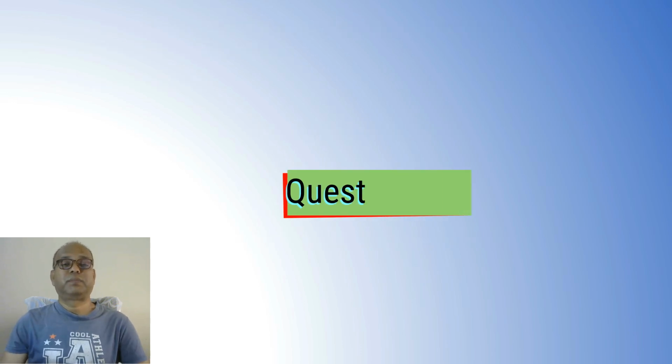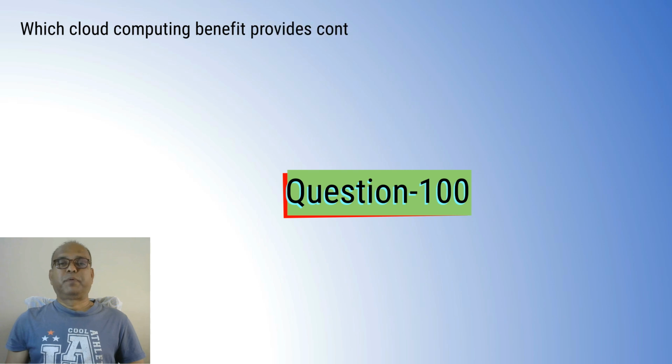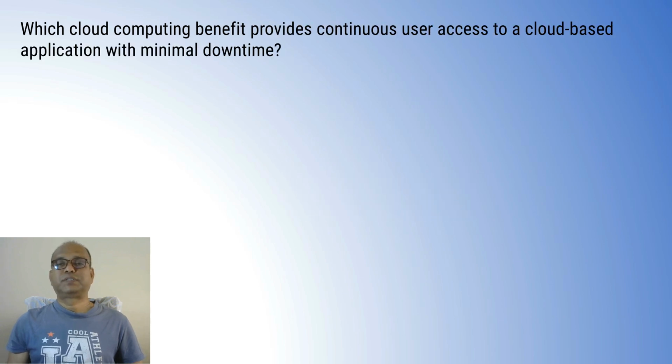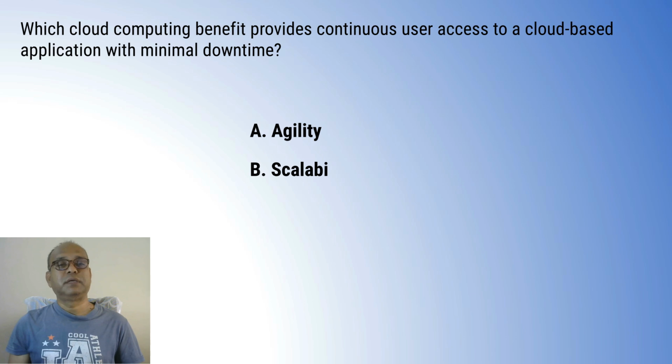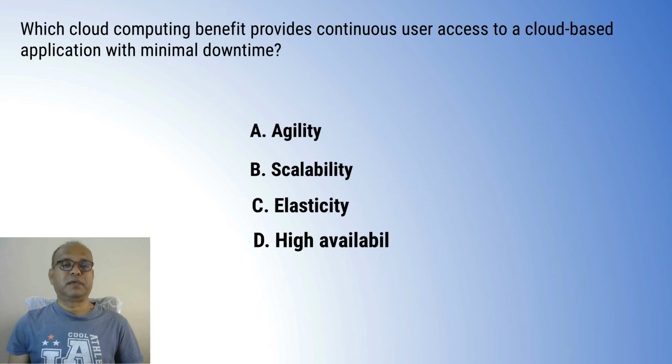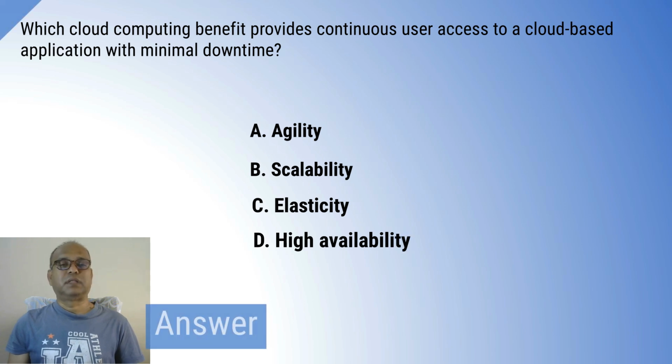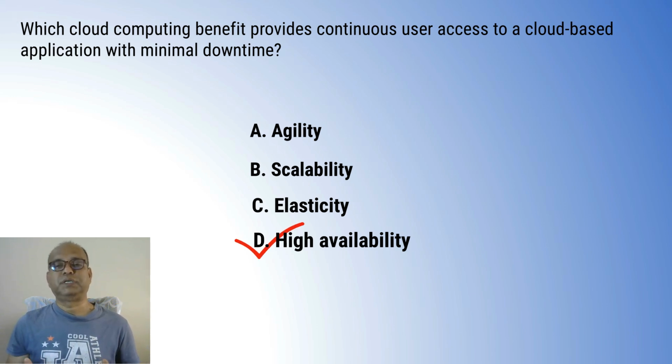Next question, number 100. Which cloud computing benefit provides continuous user access to a cloud-based application with minimal downtime? Option A, agility. Option B, scalability. Option C, elasticity. Option D, high availability. Answer: the high availability cloud computing benefit provides continuous user access to a cloud-based application with minimal downtime. Therefore, the correct option is option D. That is the end of the question and answer discussion session.